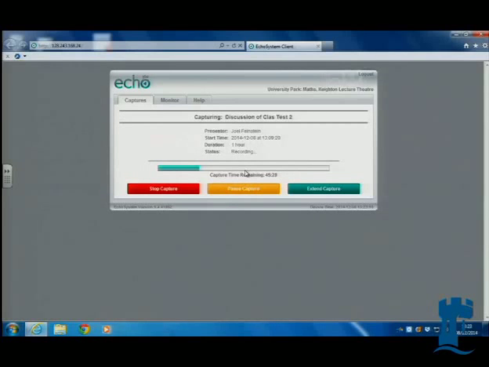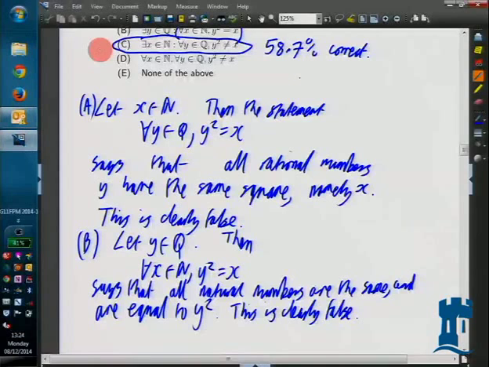Right, okay. Let's see what is the difference between C and D. C is the one that's true and D is the one that's false. D says that for every natural number and every rational number, the square of the rational number is equal to the natural number.